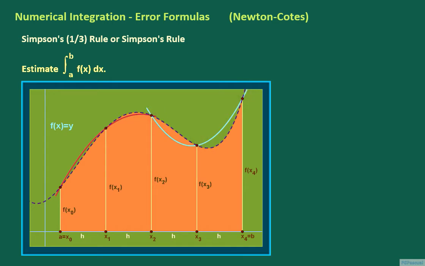To derive the error formula for the estimate, we focus our calculations on just the first 2 subintervals. Then, using the error formula for the first 2 subintervals, we make a generalization to cover the entire interval from a to b.